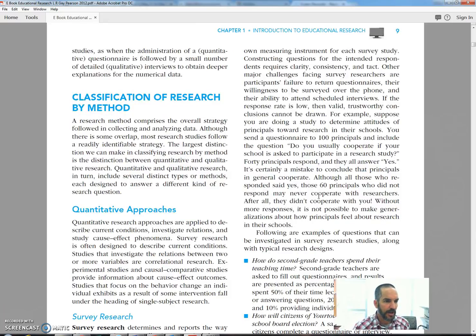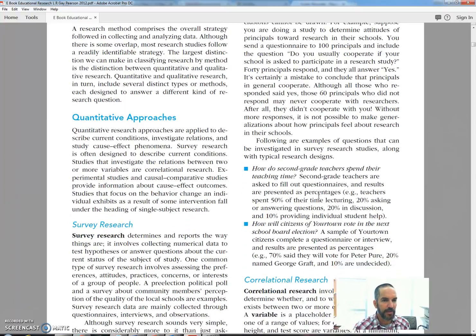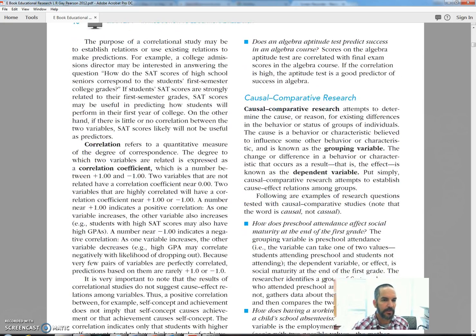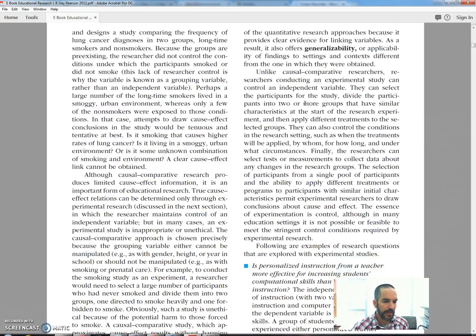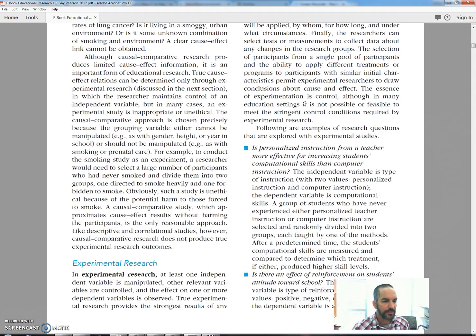Okay, moving down. The chapter continues with a very brief introduction into different types of quantitative research. The textbook in later chapters will have a whole chapter dedicated to survey research, an entire chapter dedicated to correlational research, and an entire chapter dedicated to causal comparative research, and a chapter dedicated to what's coming up next, experimental research, down here.